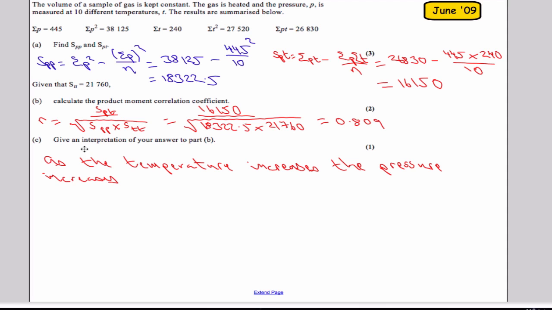Okay, and just note again that I didn't just say that it was strong positive correlation, which is what the number suggests. I'm actually interpreting what it means. Okay, let's move on.